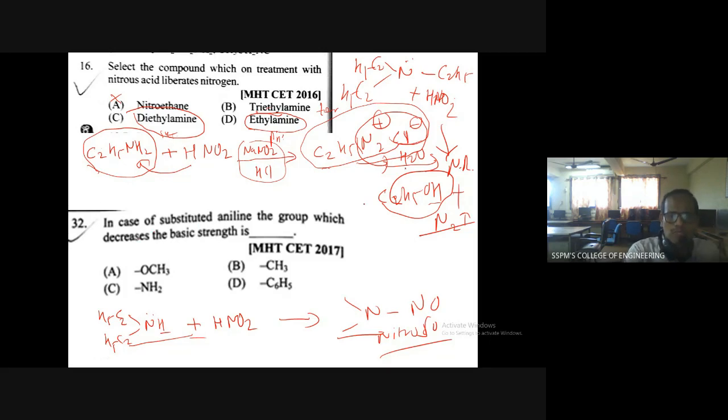In case of the next question, in case of substituted aniline, the group which decreases the basic strength, which are, okay, so I will remove all this.